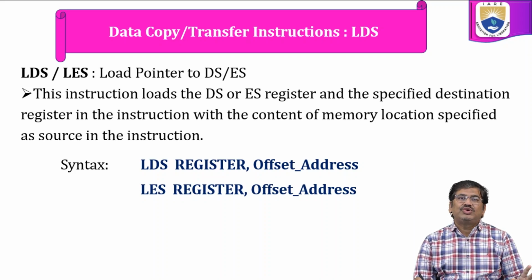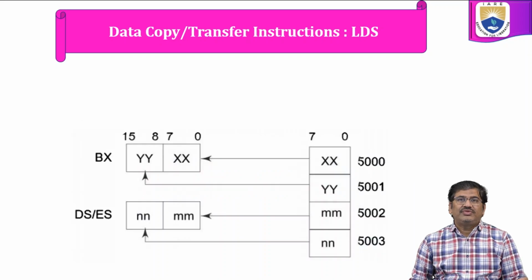The difference in these two instructions is which register we are loading. Either it is data segment or extra segment. If it is data segment, we are going to use LDS. If it is extra segment, we are going to use LES. Now we will see this with respect to one example.